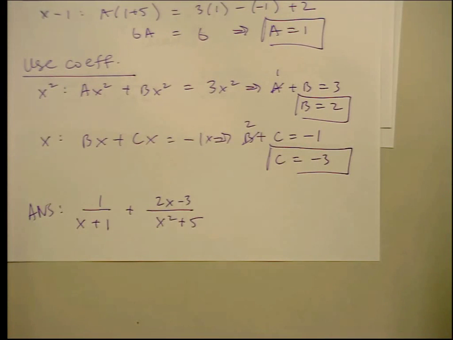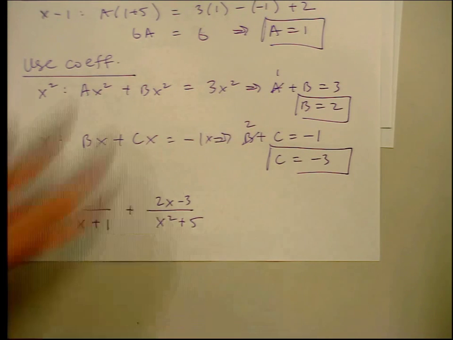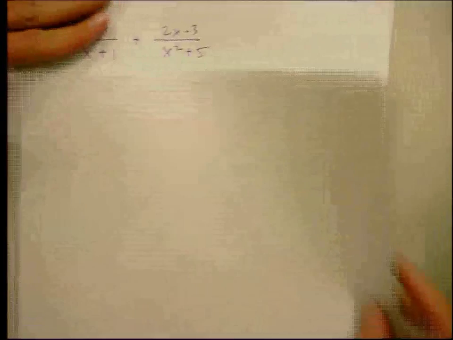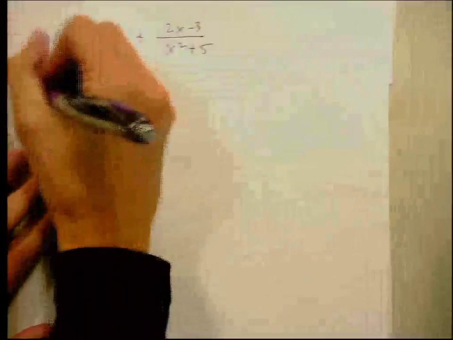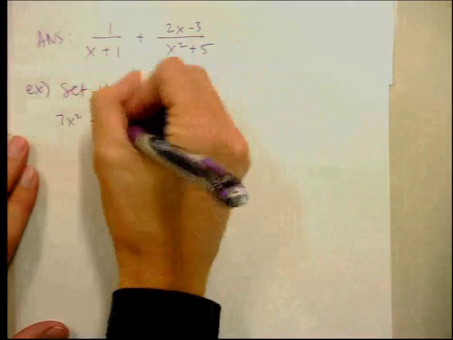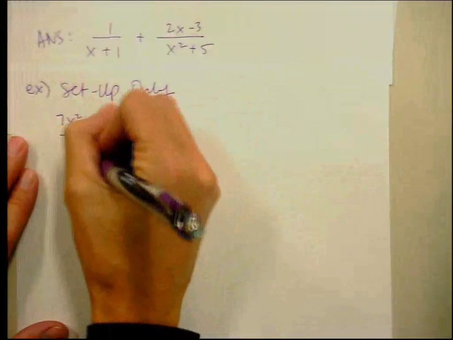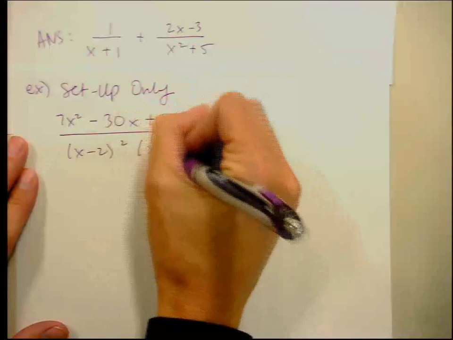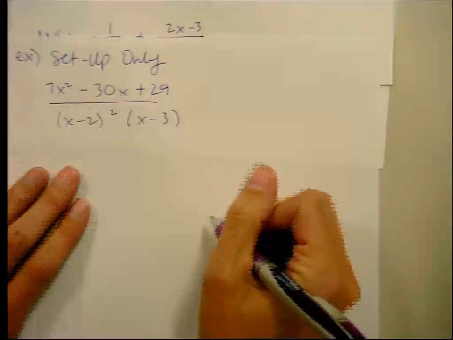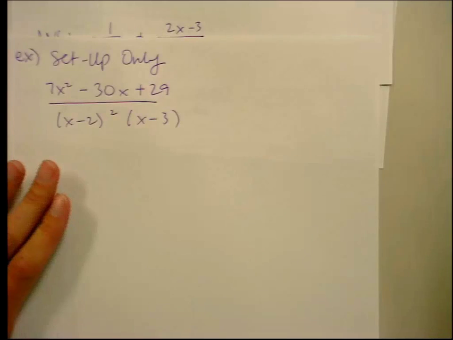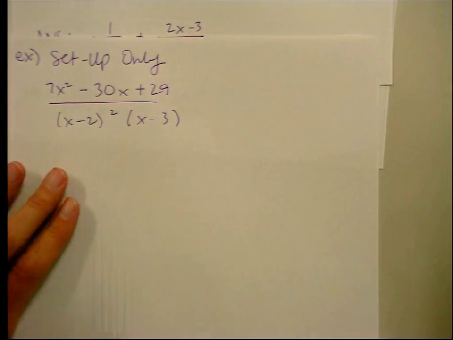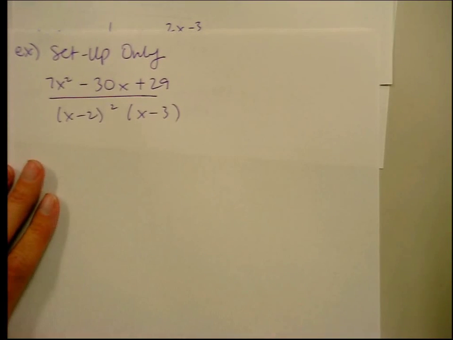Okay, let's do a couple more. I've got one actually that would be way too challenging to do, but it's a really great one just to practice that template. And it's this one. So this is setup only. 7x squared minus 30x plus 29 divided by x minus 2 squared, x minus 3. Okay, again, it'd be great if you paused it for a minute, see if you can get the correct setup, and then hit play, and make sure you can match mine.